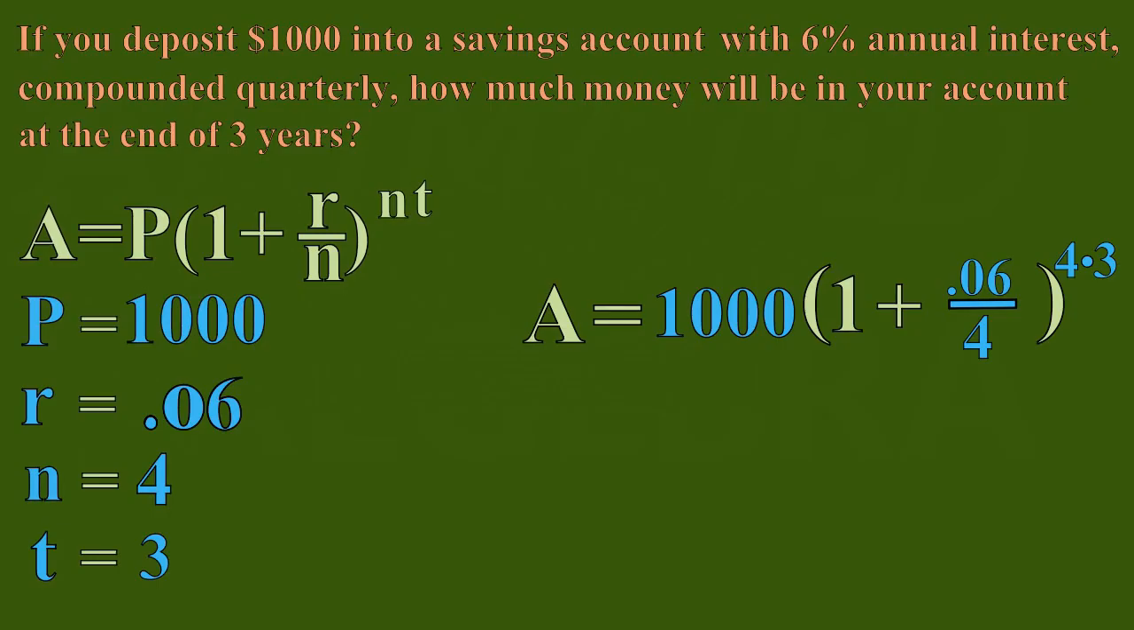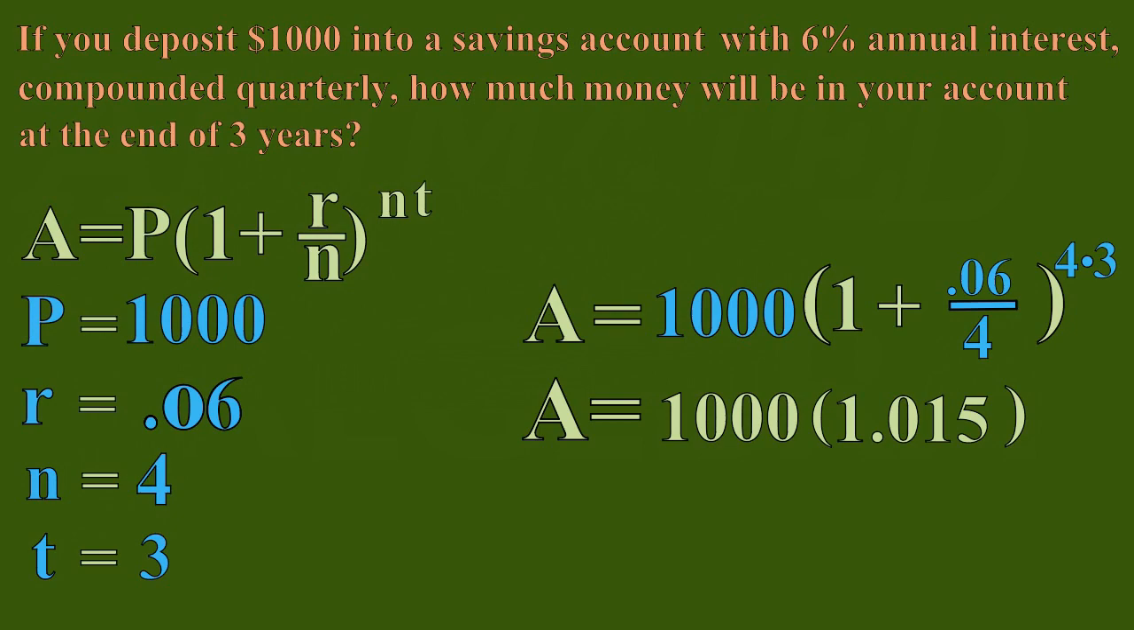As you're solving the equation, don't forget to use the order of operations and start inside the parentheses. 0.06 divided by 4 equals 0.015. When we add this to 1, we get 1.015. And of course, since 4 times 3 equals 12, we can go ahead and change that exponent to a 12.